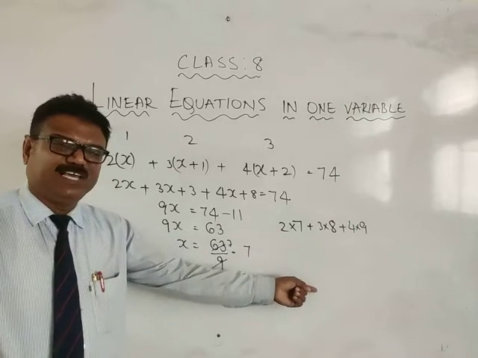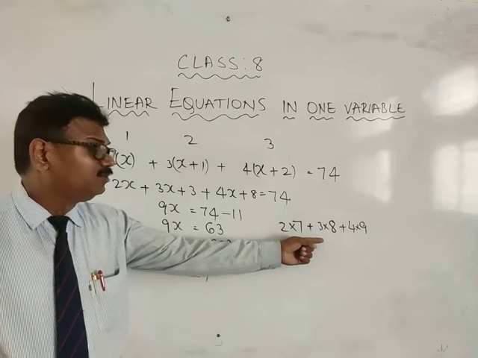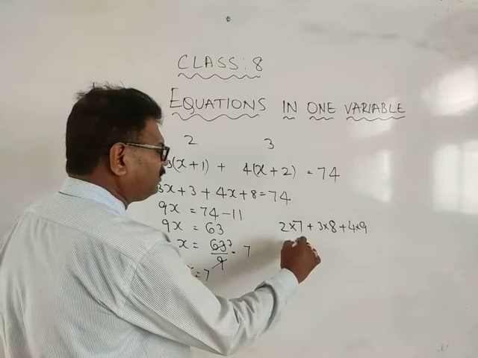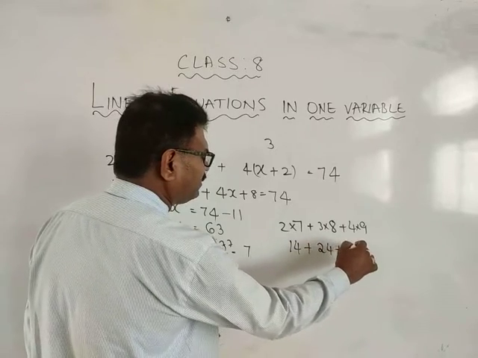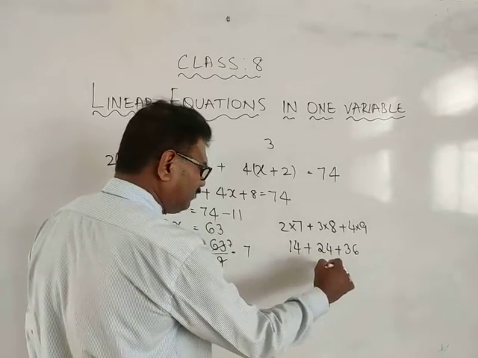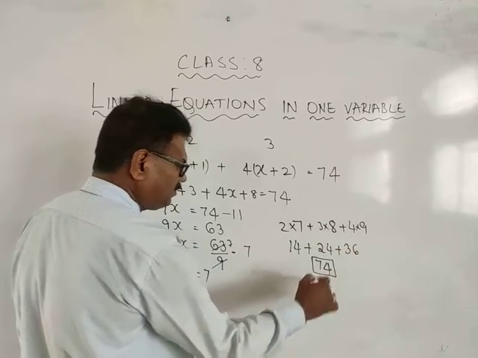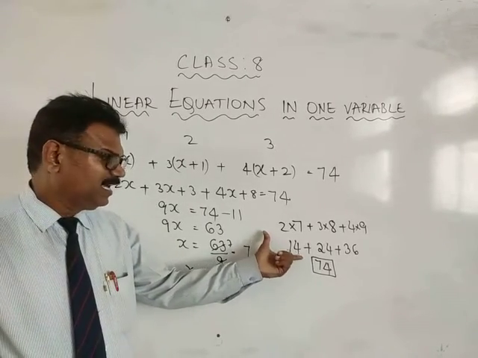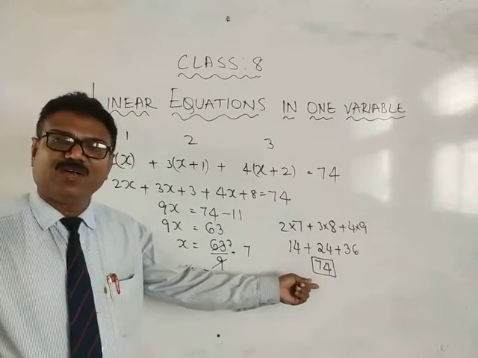Actually this verification is not needed, but you can verify the answer. 2 sevens are 14, plus 3 eights are 24, plus 4 nines are 36. Now add them: 4 plus 6 is 10, 10 plus 4 is 14, 14 plus 24... the total is 74. This is our clarification whether we got the correct answer or not. Clarification and verification are one and the same; here we verify to clarify our answer.